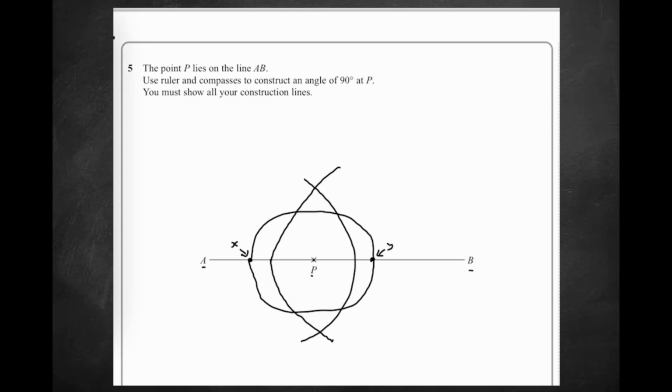The next thing you'll need to do is draw a straight line with your ruler from the point where these lines cross all the way down, and that will come out as a straight line if you've done it correctly. And it wants you to keep all your construction lines, and this angle here will be 90 degrees.